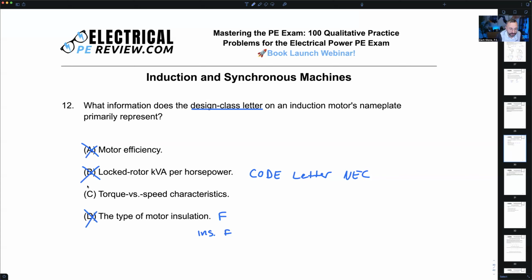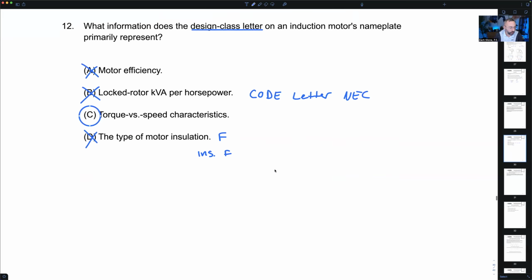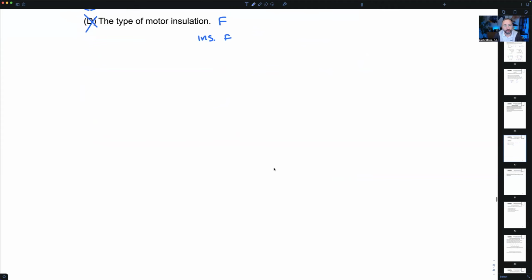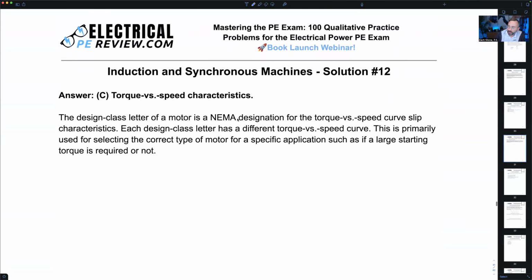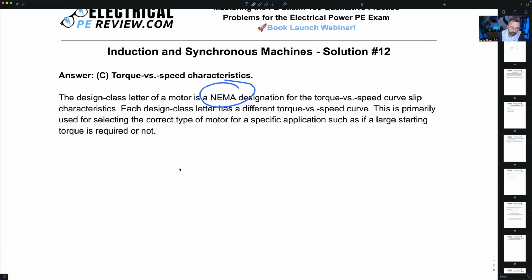But yeah, everybody that said C, this is the speed versus torque characteristic. I'm going to try to snap a picture of this motor and pull it up on the screen real quick. This is our NEMA designation, NEMA B, C, D, E, F motor. All this letter tells us is we can look up that class designation in a NEMA catalog or anywhere, and it's going to give us the torque versus speed characteristics.